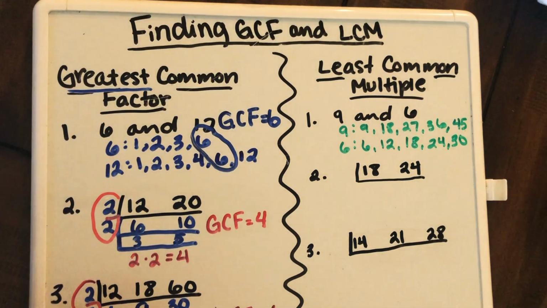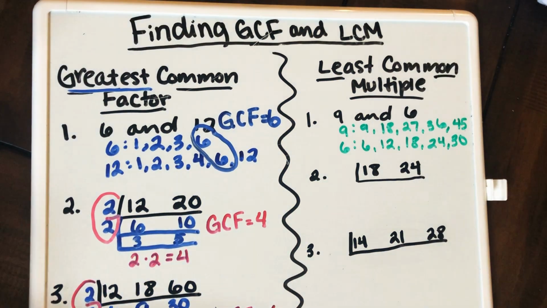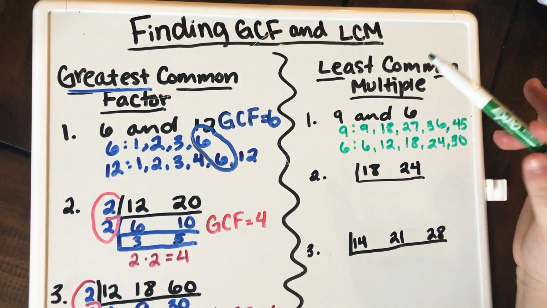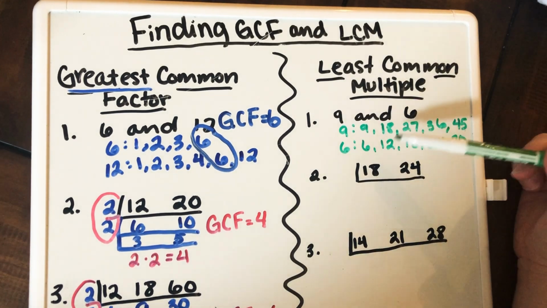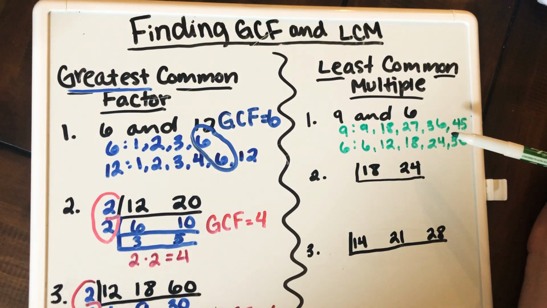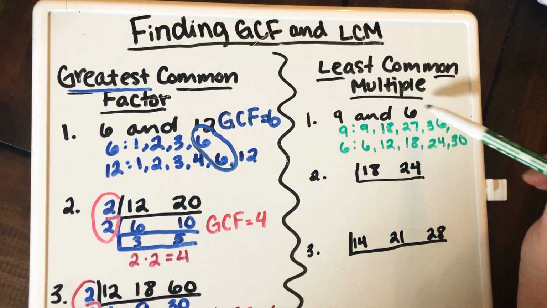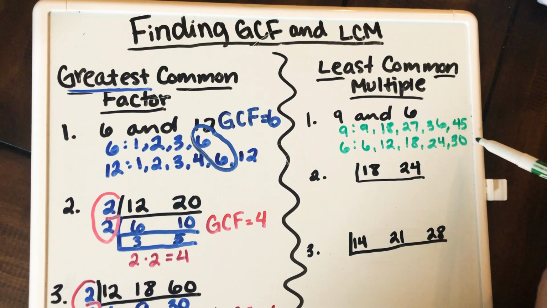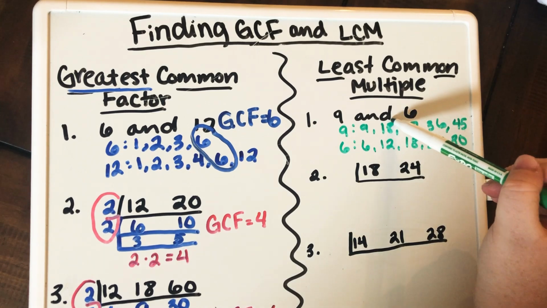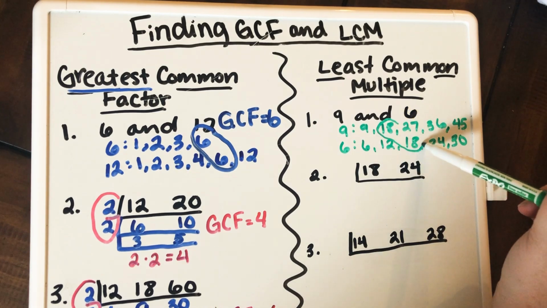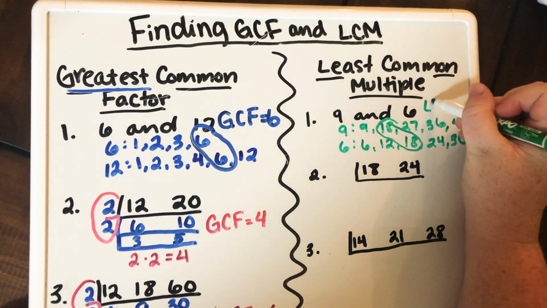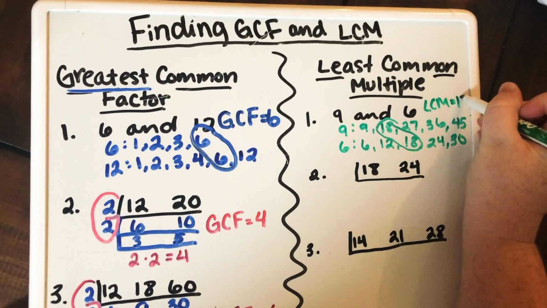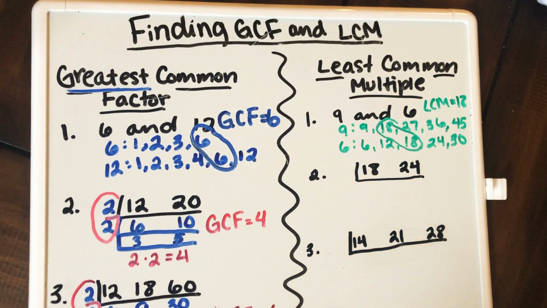With multiples, it is a little bit easier to figure out that one. You are looking for the least common multiple, so the smallest multiple that they have in common. Just looking at it straight down, right now they actually only have one multiple in common, which means it is going to be the smallest. So you're going to circle it. It is 18. And then you can write LCM equals 18. There you go.